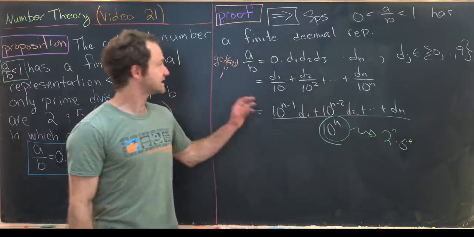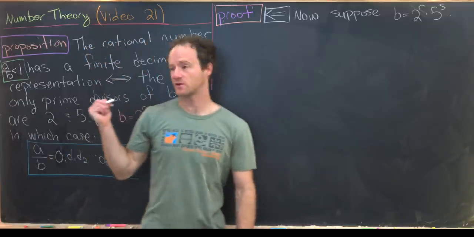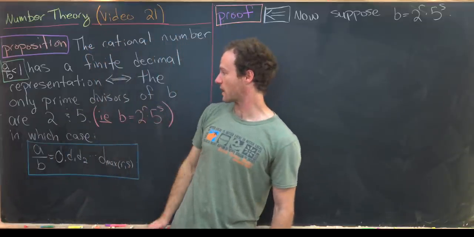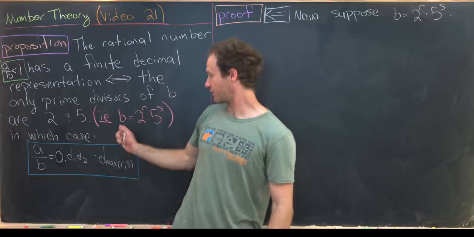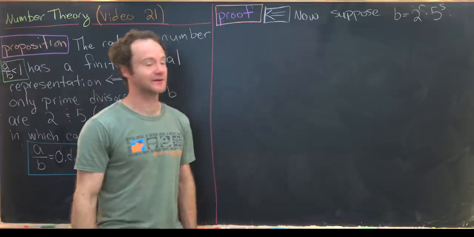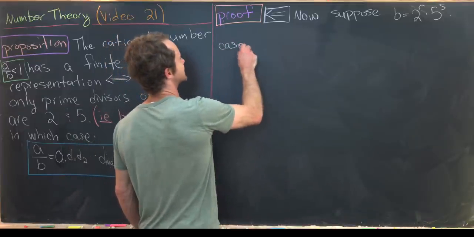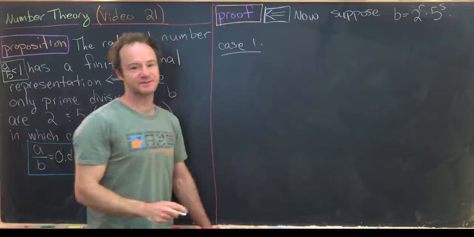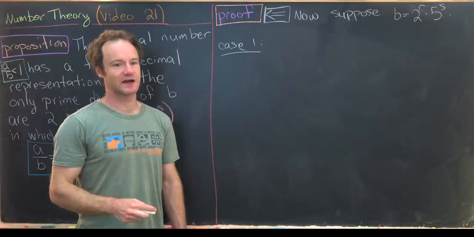So let's get rid of this and we'll do the reverse direction. Now we're ready to look at the reverse direction of this first proposition, and that is: the only prime divisors of b are 2 and 5. So in other words, we can write b as 2 to the r times 5 to the s. And this actually splits up into two cases. I'll only do the first case because the other one is really similar. You essentially do the same kind of thing.